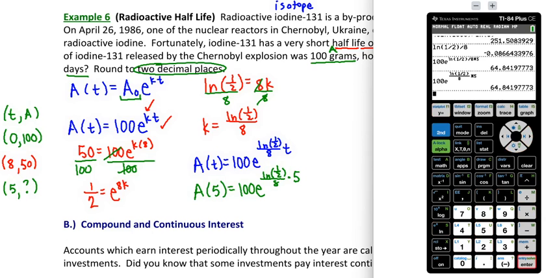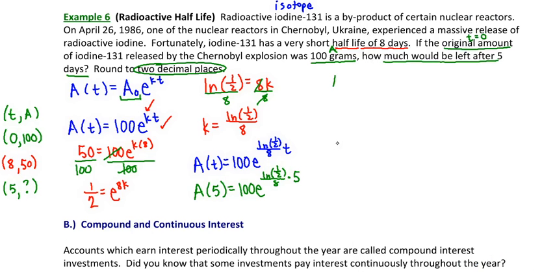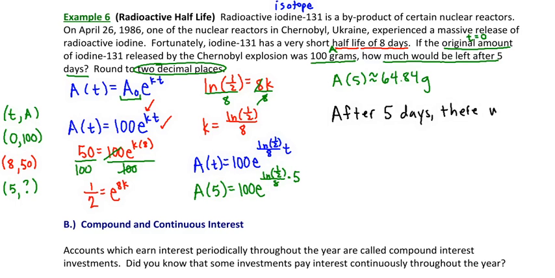So to 2 decimal places, we end up with 64.84 grams. So A of 5 is approximately equal to 64.84 grams. We can officially say after 5 days, there were 64.84 grams of iodine 131 in the atmosphere.